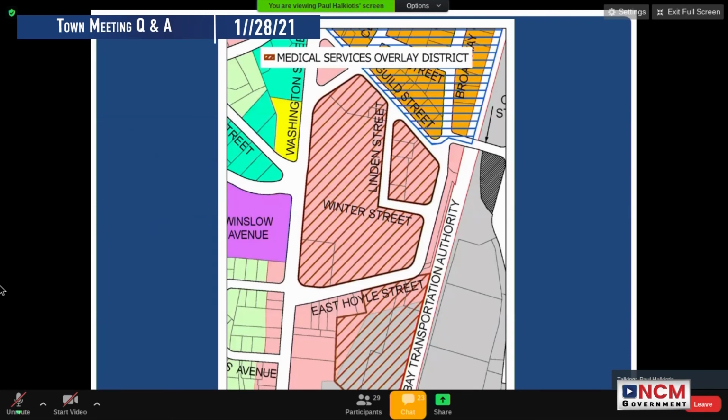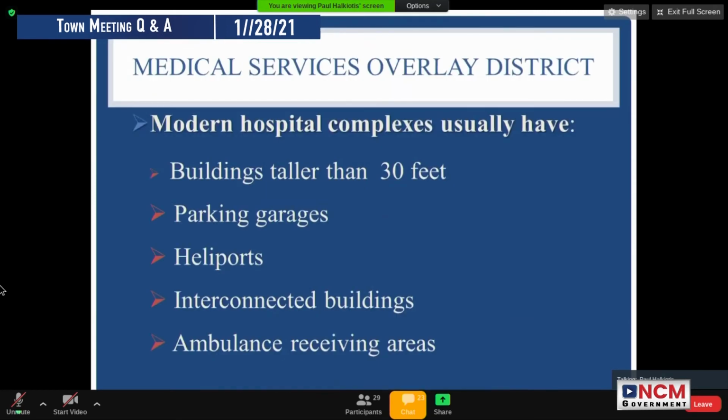This slide shows, in red, the diagonal red hatching identifies the new overlay district boundaries and includes the main hospital campus, that block, the block behind it, and it extends across East Hoyle Street to a couple of properties that are really underutilized right now. One is used for parking by the hospital, and those properties abut the railroad tracks. So they're not all that desirable for like residential use.